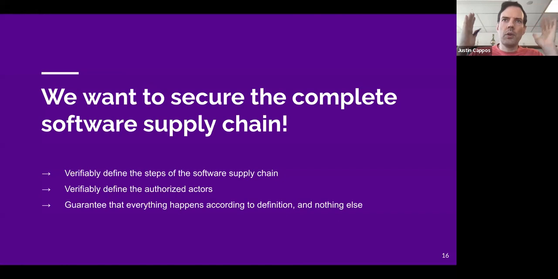So we want to guarantee that if you say this binary is only supposed to contain code that was compiled with this compiler, and the source code has to be this coming in, and so on, that is exactly what should come out. There shouldn't be things missing, changed, or added. It should be exactly what you say, and it should be cryptographically verifiable, where unless someone steals a signing key or something, you're secure. Does that make sense to everybody?